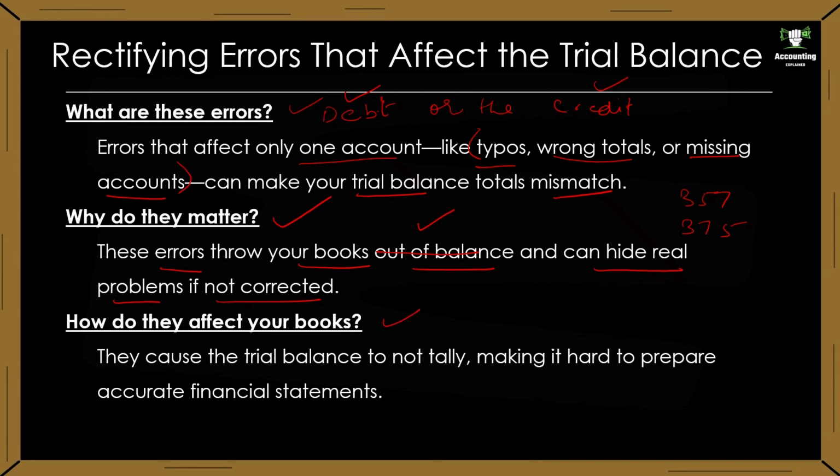How do they affect your books? They cause a trial balance to not tally, making it hard to prepare accurate financial statements. So, financial statements which you prepare without, for example in this case, sales in it, your profit and loss account is not going to show the correct profit because we have not taken the sales, which is the income for the business. So, the profit is not correct.